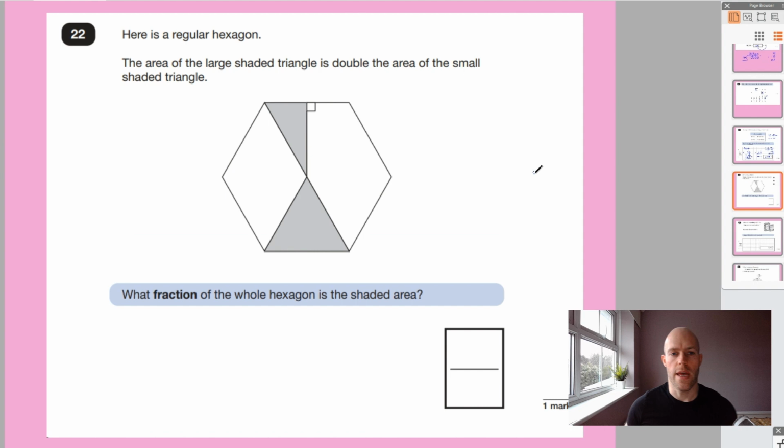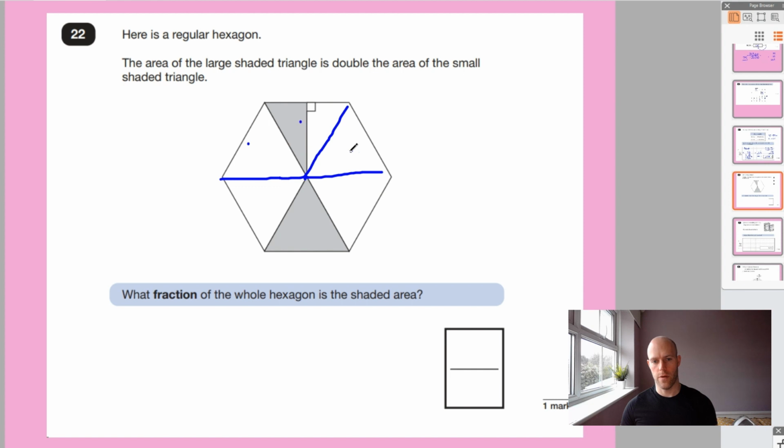Question 22. Here is a regular hexagon. The area of the large shaded triangle, that's here, L, is double the area of the small shaded triangle there. What fraction of the whole hexagon is the shaded area? Right, well, we've got to have a little look, see how we can break this up. So we could break up the hexagon here. There's some big triangles in there, aren't there? And so there's 6 big triangles. 1, 2, 3, 4, 5, 6.